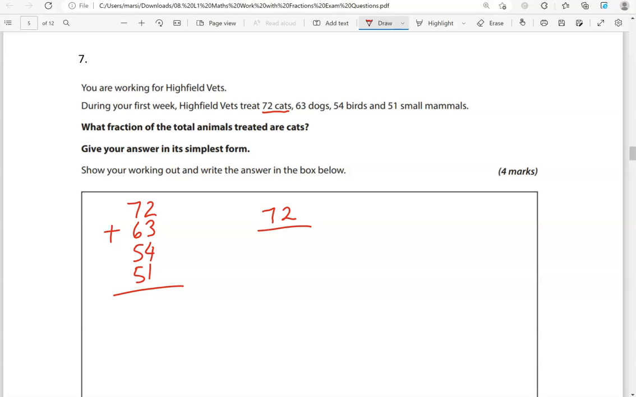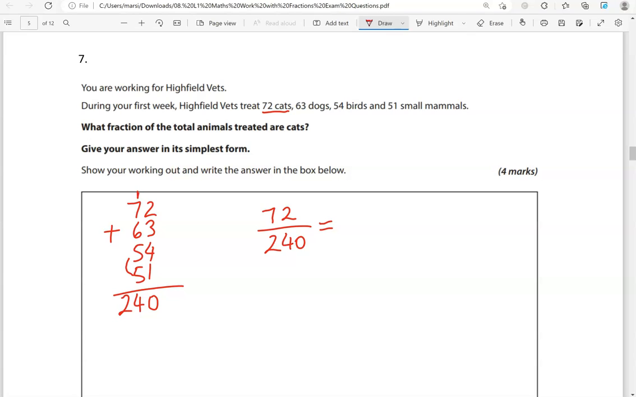2 and 3, that's 5. And 4 is 9, and 1 is 10, so 0 down, 1 carried over. 7 and 6, that is 13. And the 10, that is 23. And the 1 we have carried over, that is 24. So that is 240. Both numbers we can divide by 2, as we need to give our answer in its simplest form.